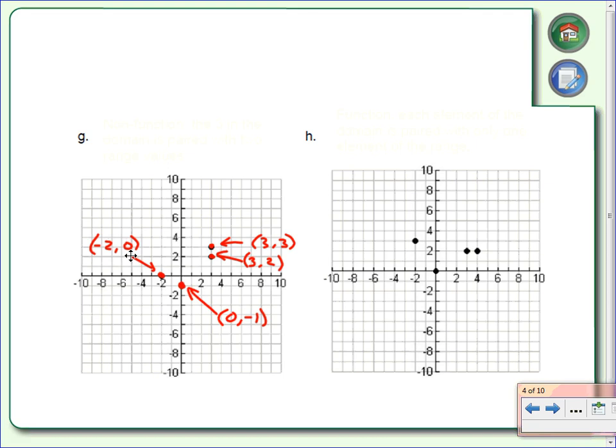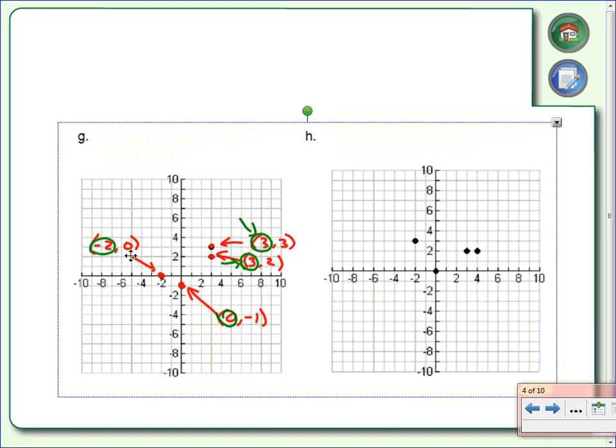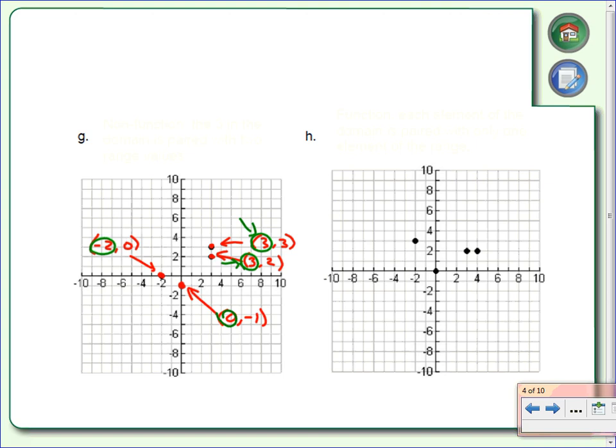Now that I've done that, I'm going to determine whether or not it's a function. What we need to do is take a look at the x's and see if any x's repeat. What x repeats? 3. Because this 3 right here repeats, this is not a function. This is not a function, and that's because the 3's repeat.